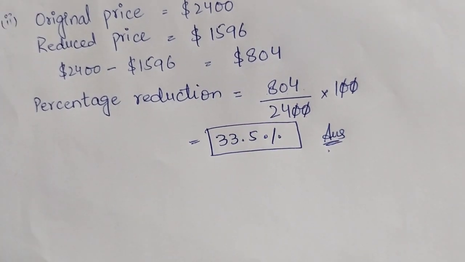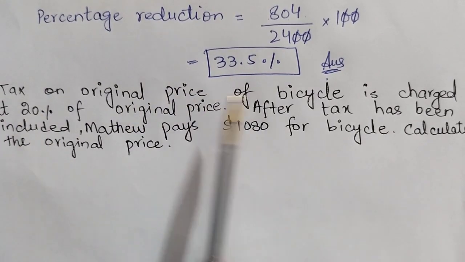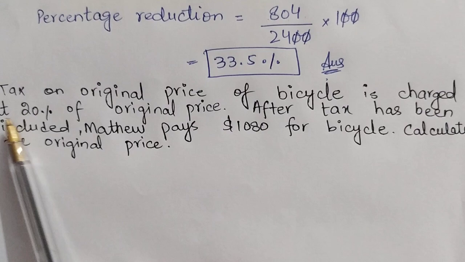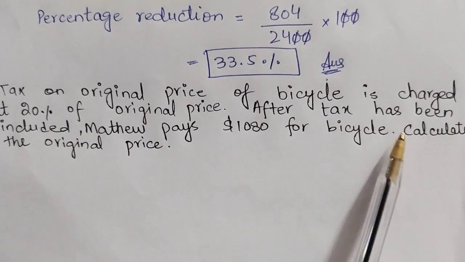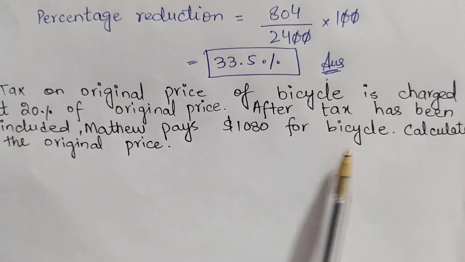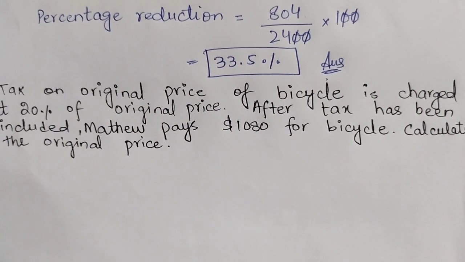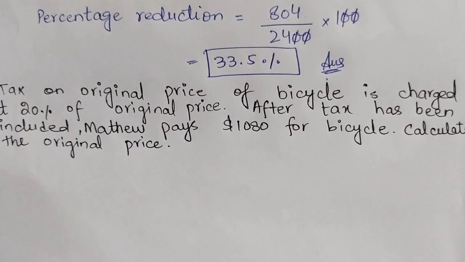Let's do another example. The next question is: tax on the original price of a bicycle is charged at 20% of the original price. After tax has been included, Matthew pays $1,080 for the bicycle. Calculate the original price. We have to calculate the original price of the bicycle.